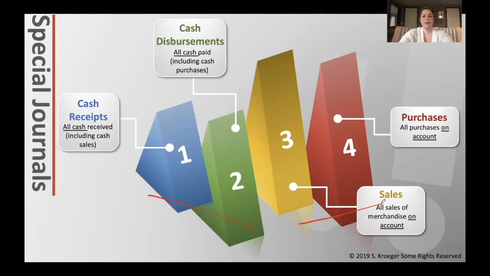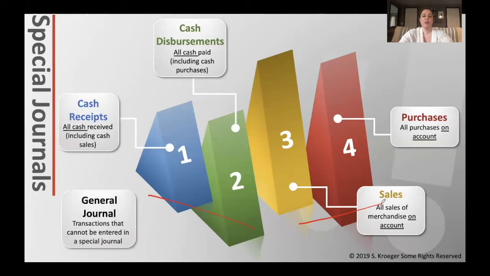There's going to be times where we're going to have transactions that don't fit into one of these special journals. Maybe we're correcting an entry or we're returning a purchase and it didn't involve cash. Then we would just put this into the general journal. This means that we still have our regular journal. We just have these four on the side. We still have our regular journal for all the transactions that don't fit into one of these special journals. Therefore, we really have 5 journals. 4 of them are special and 1 of them is regular.